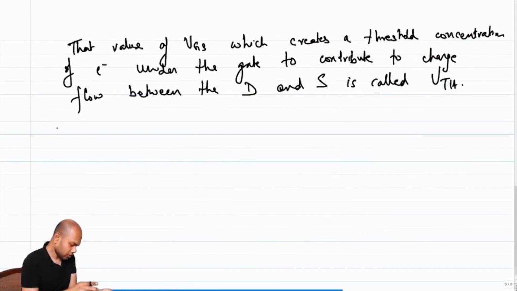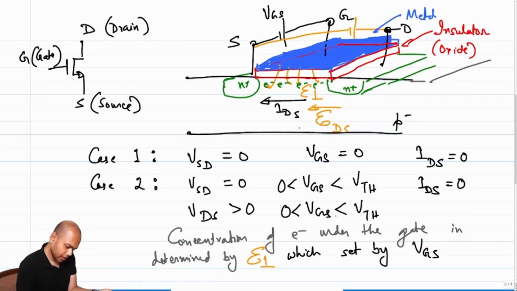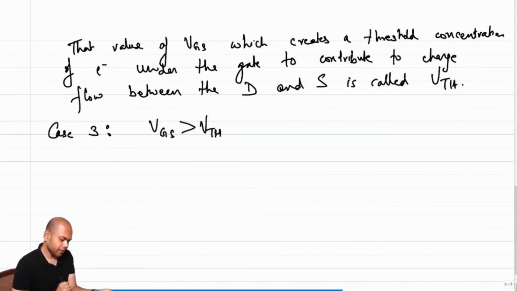Okay, so this is case 3, right? What am I doing? I am saying I will apply VGS to be greater than threshold voltage. I made a mistake here. I should have said less than or equal to, right? So let's say VGS is greater than threshold voltage, and let's say VDS is almost close to 0. It's positive but close to 0, right?